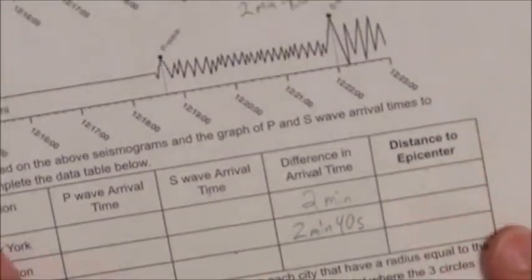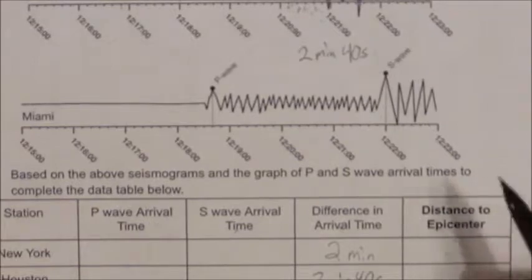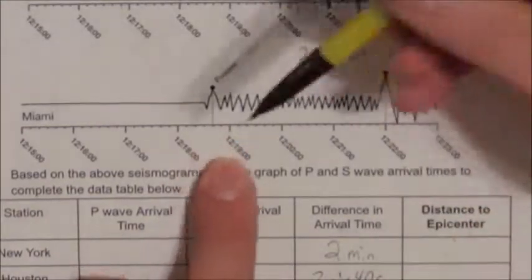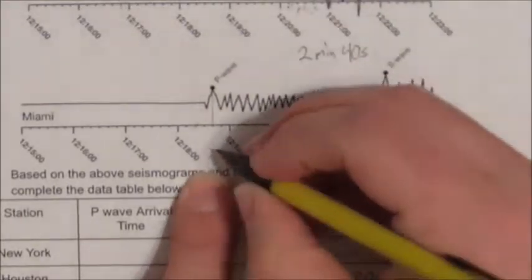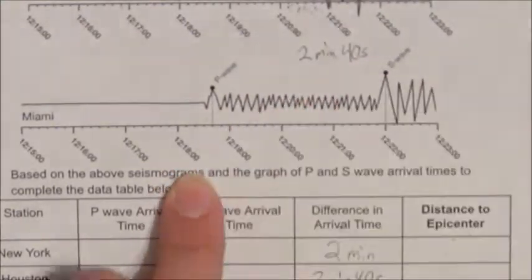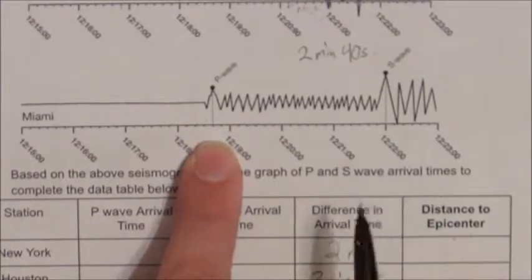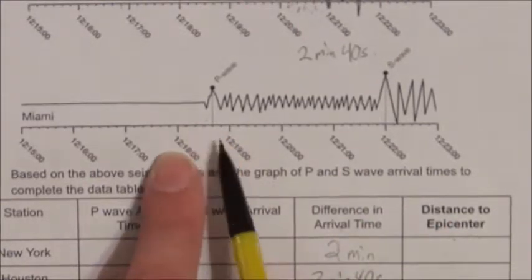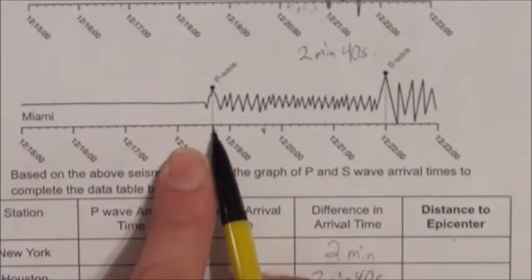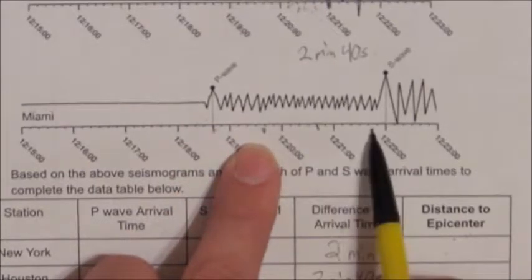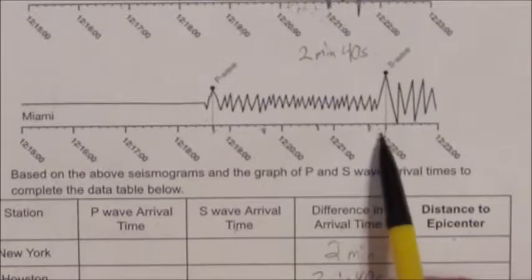Okay, now let's look at the very last seismograph data. This is for Miami. P wave arrives at 12:18 and 1, 2, 3, 4. Okay, so 12:18:40. And then the S wave arrives at 12:22. So we can count from this block to here. That's 1 minute, right? Okay, 2 minutes. 3 minutes and 1, 2. 3 minutes and 20 seconds.